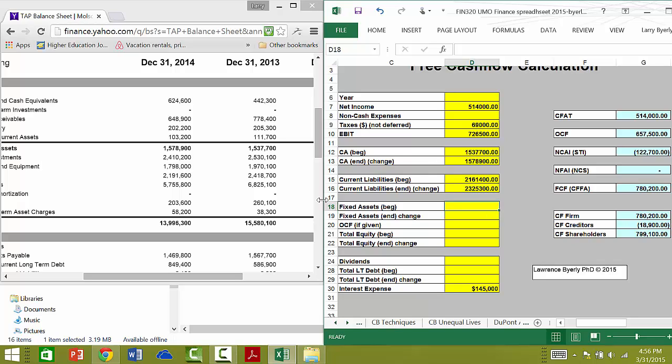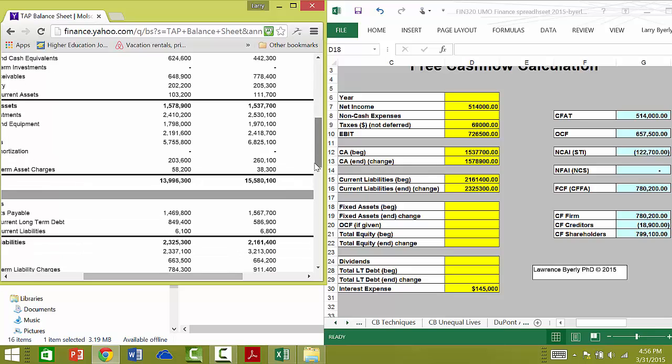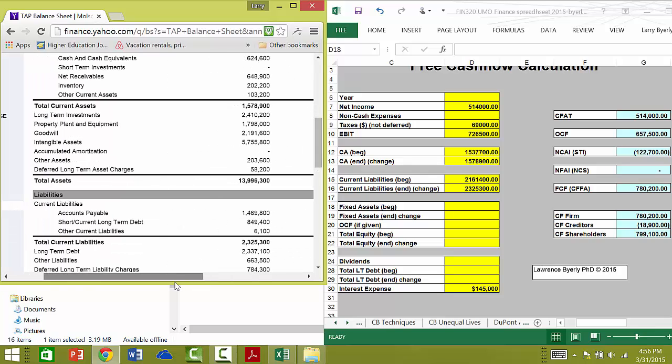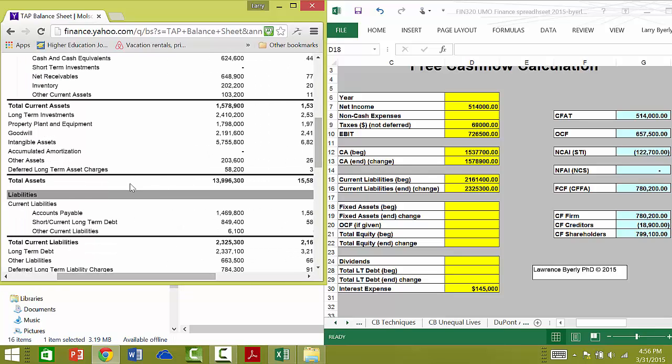Now we need to go to fixed assets. We need to find the fixed assets of the company. So we go down just a little bit further in the spreadsheet. Scroll over here. Here's property and equipment. This is where we need it right here. So we'll do property and equipment. That's what we need.